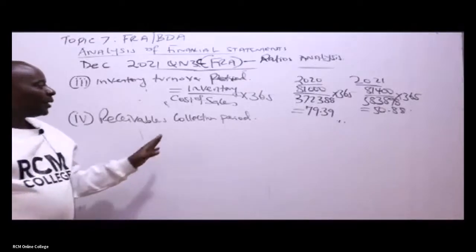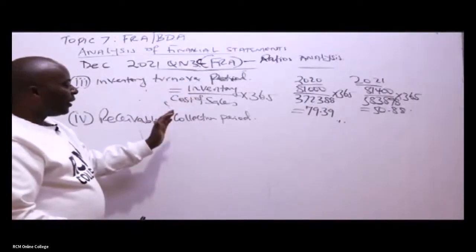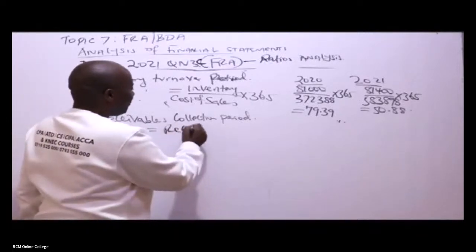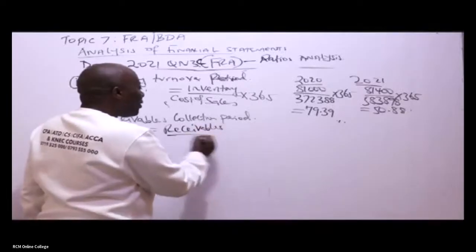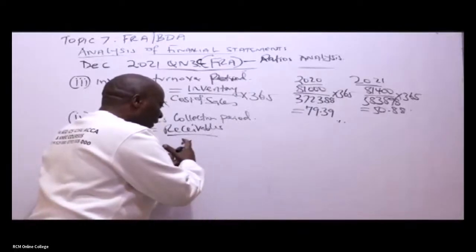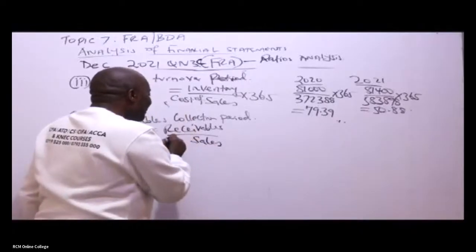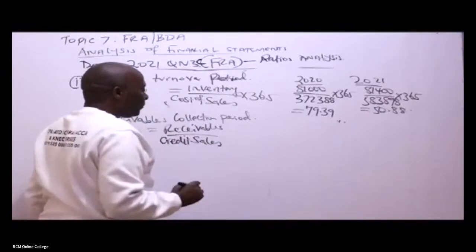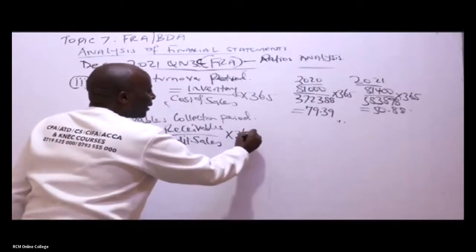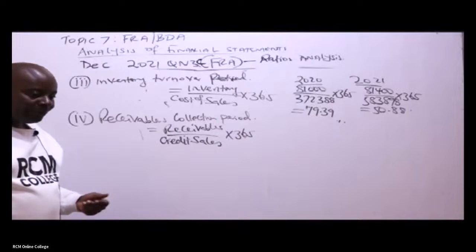Ladies and gentlemen, this one is very close and similar to the previous period. So here, I will take receivables, what I expect to receive. But remember, what I expect to receive is a function of sales. So I can't say divide by cost, it will be sales. And to be precise, it is the credit sales, times 365 days.